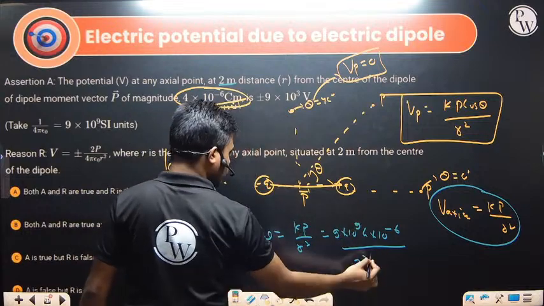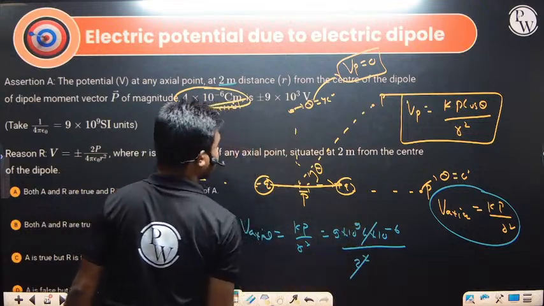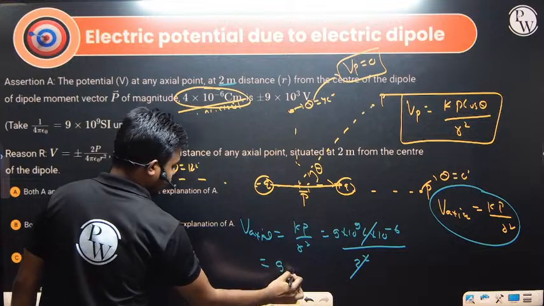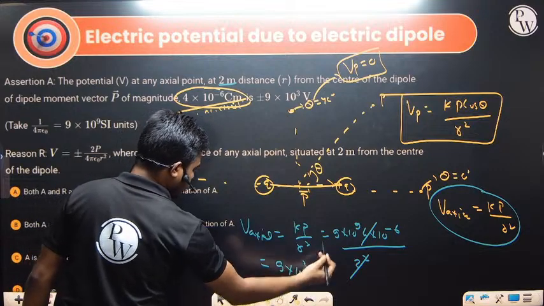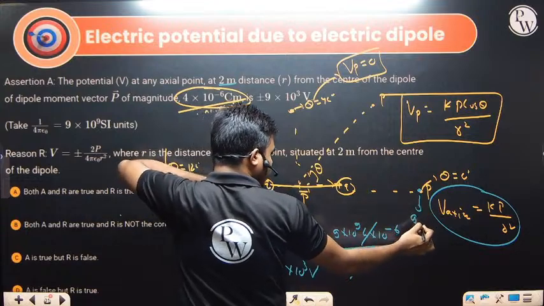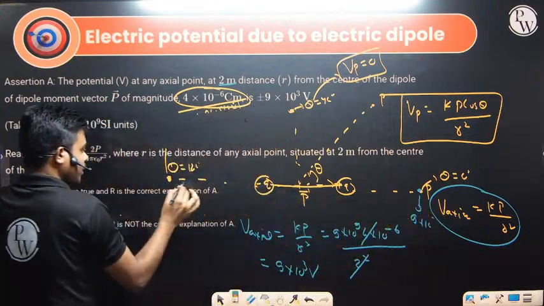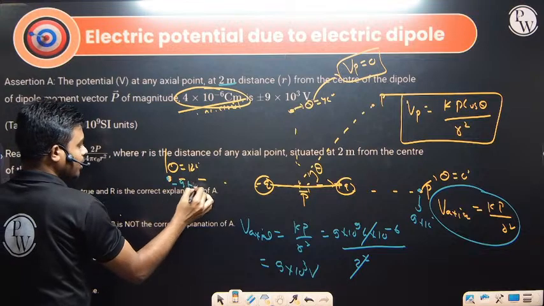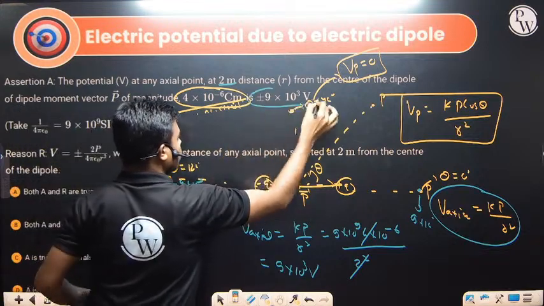So how much did we get? This will get cancelled, so 9 into 10 to the power 9 times 10 to the power minus 6, giving 9 into 10 to the power 3 volt. Now on this side of the axial line we have 9 into 10 to the power 3, and on the other side minus 9 into 10 to the power 3. So plus or minus 9 both are possible.